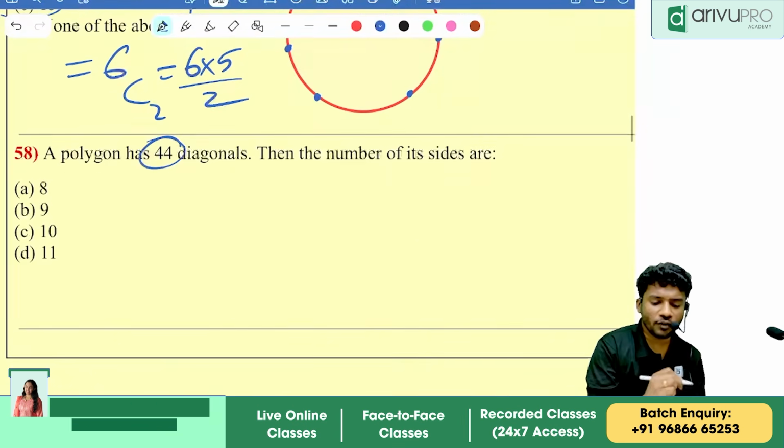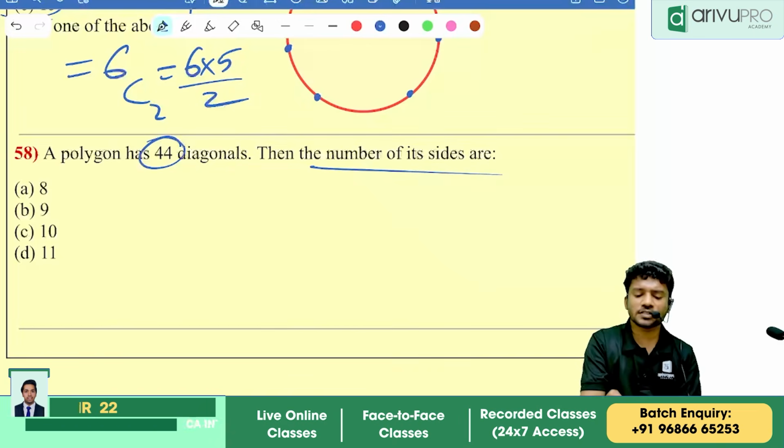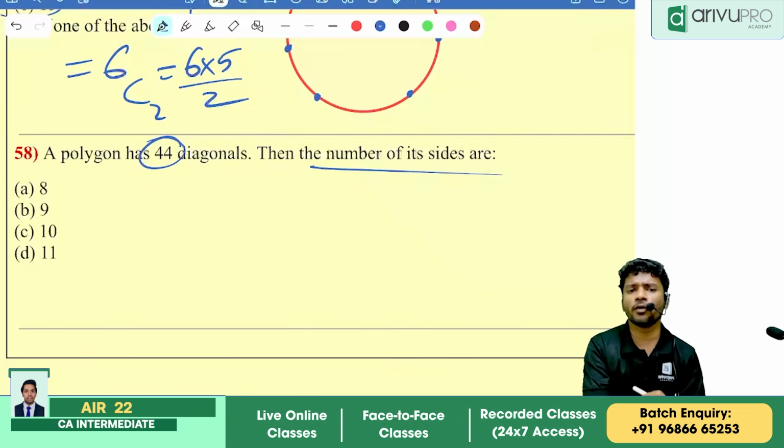Look at this. A polygon has 44 diagonals. Then the question is how many sides it has. What is the formula for a polygon?